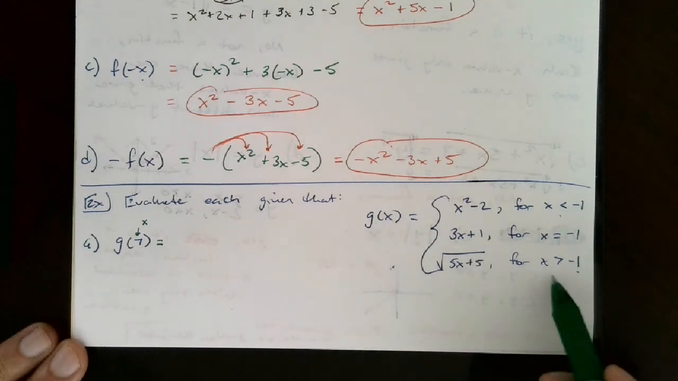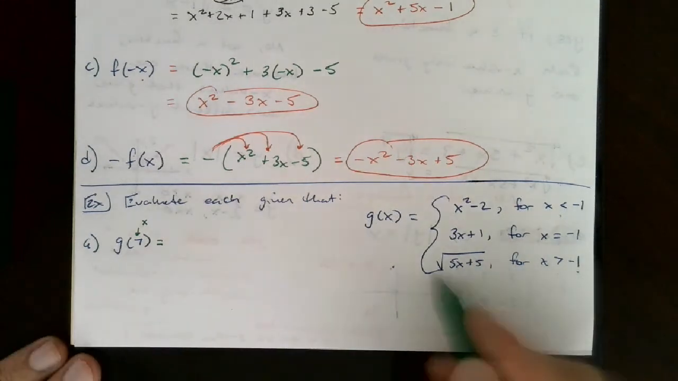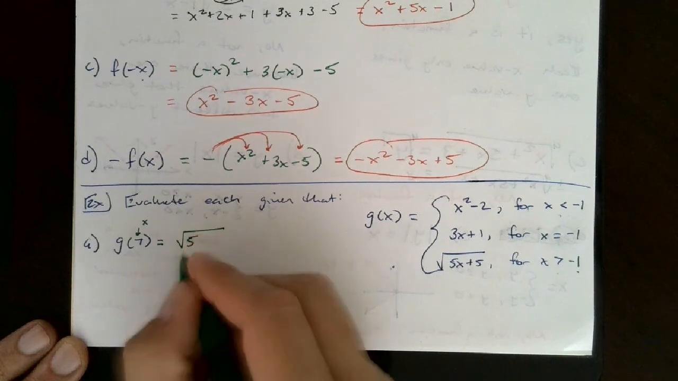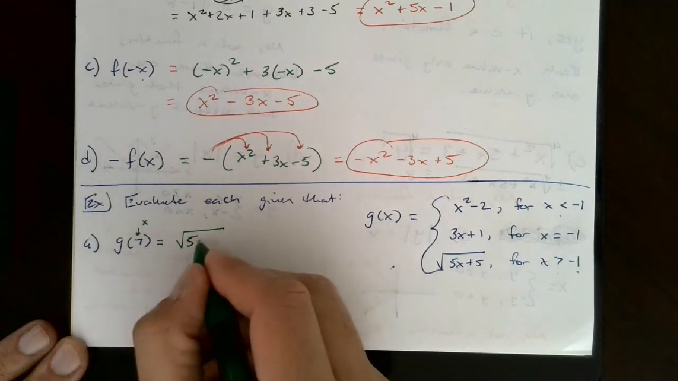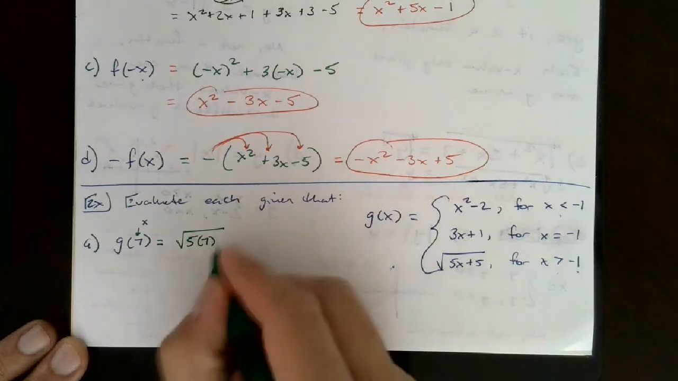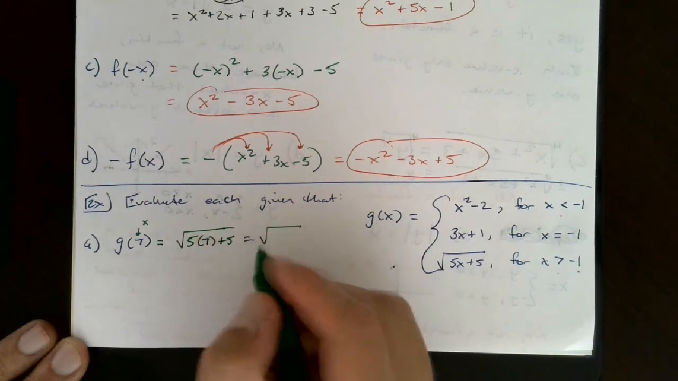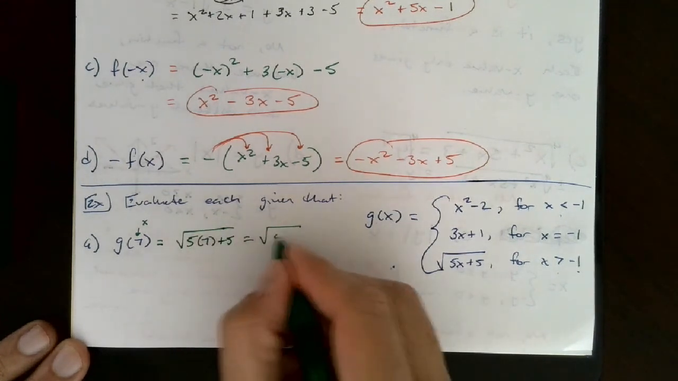You only plug into the one where it applies. So for x being greater than negative 1, that's where 7 falls. That's why we're using the bottom one here. So this is equal to the square root of 5 times, substituting for x now, 7. So it's 5 times 7 plus 5, which equals the square root of 5 times 7 is 35 plus 5, which is the square root of 40.